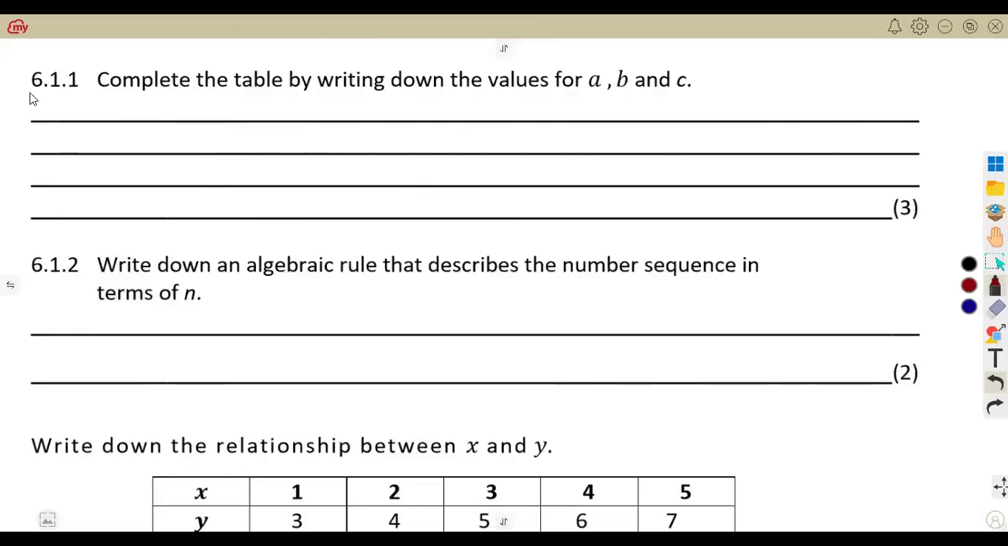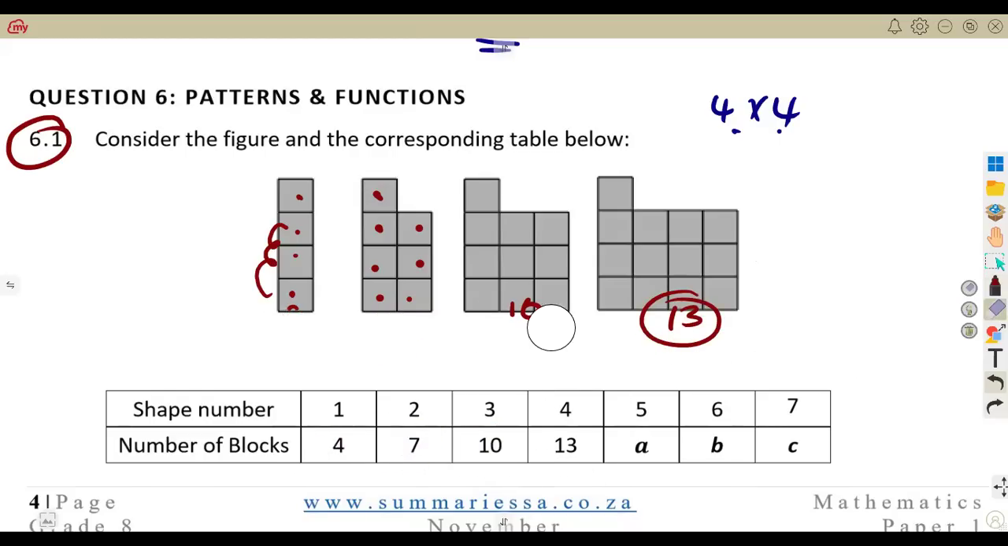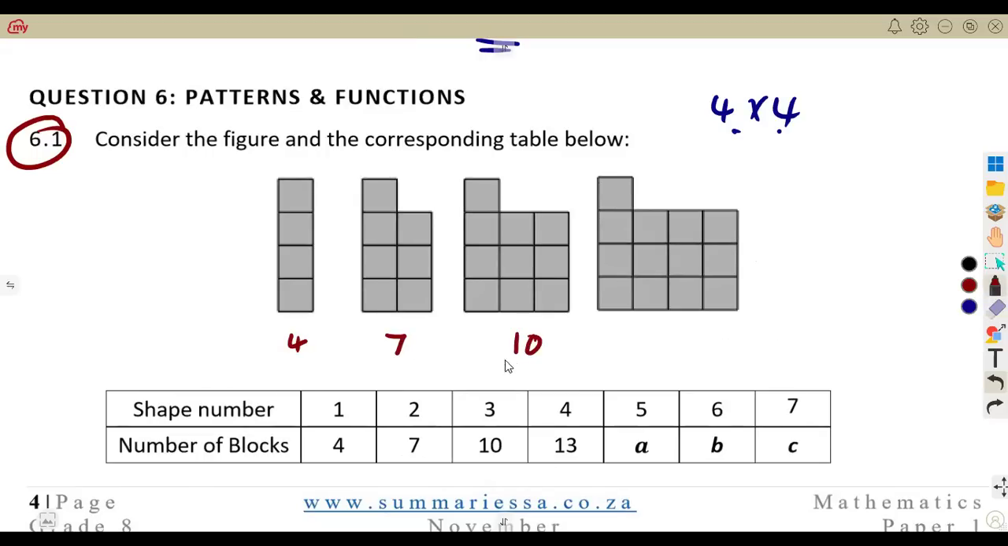Our question there is to complete the table by writing down the values of A, B, and C. So if you consider, guys, we are going to count. These are going to give us 10, as we see. These ones are going to give us 13. So what exactly is happening between the blocks in the shapes we are given, the first shape, the second shape? The first one has 4, the second one has 7, the third has 10. We can see that there's a difference of 3 there. If we subtract 7 minus 4, that's 3.